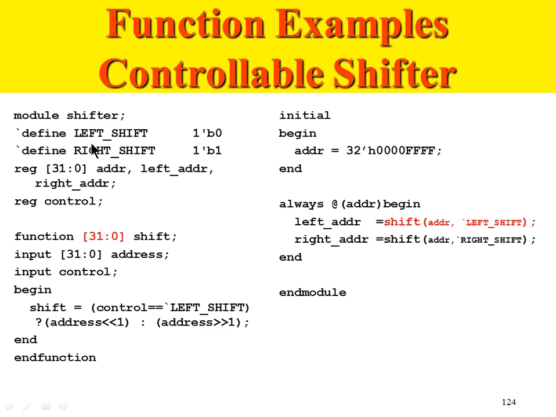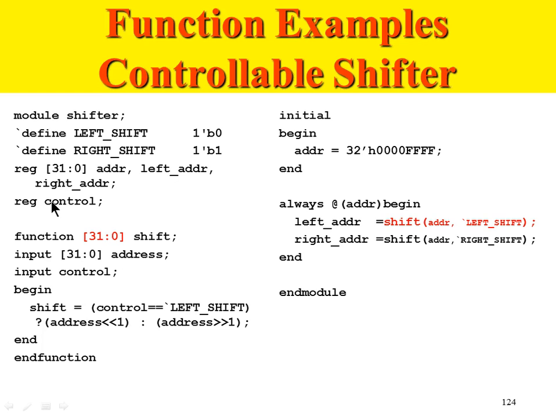When we want to use left shift and right shift, we have to use tick left shift and tick right shift. When you declare it as a parameter, you can use it directly by that name. When you define a constant with a tick define, you have to use it with a back tick before the name wherever you use it in the design. So tick define left shift is 1'b0, tick define right shift is 1'b1.